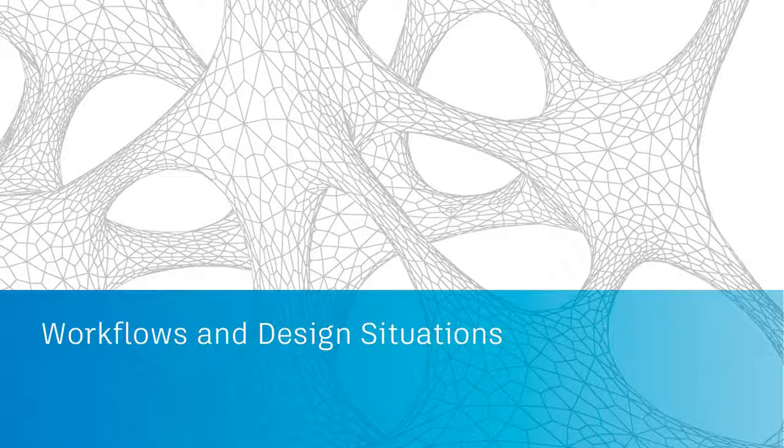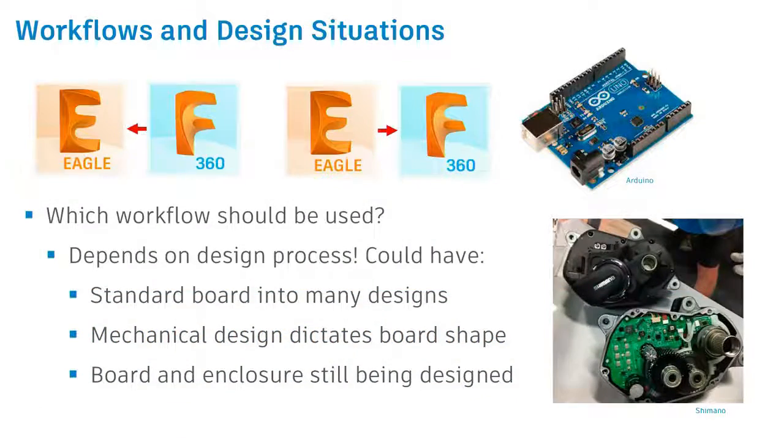So now we're going to go through some workflows. Now that we've seen pushing and pulling both ways, how should we apply this based on our different design scenarios? We usually find ourselves in three main situations. We might have a standard board that goes into many different designs that we've modeled out in Eagle, like this Arduino board. We may have situations in which the shape of the PCB and the form is dictated by the mechanical enclosure, like this electric gearbox here. And we have situations in which we have to assume that both the board and the enclosure design will still be changing, and we need to work flexibly.